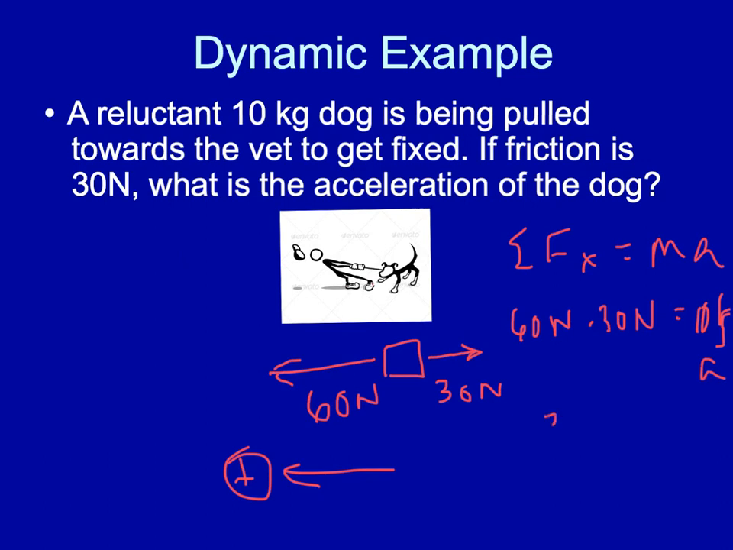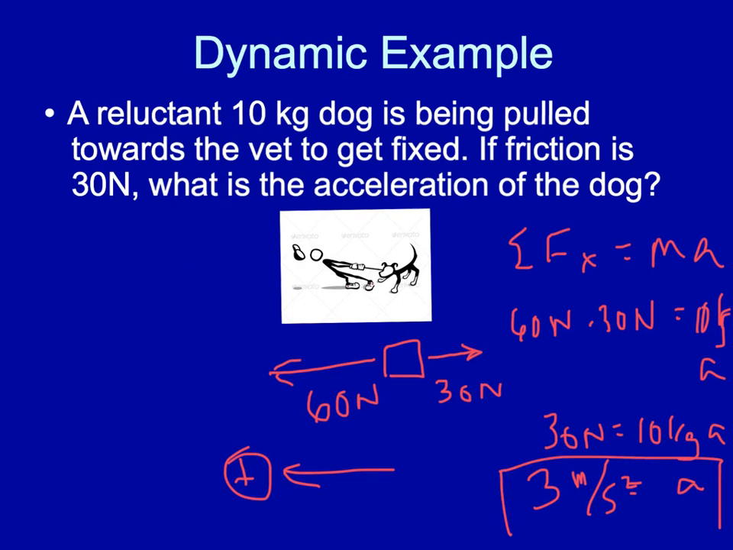60 minus 30 is 30 newtons, which is equal to 10 kg times a. a is 30 divided by 10, which is 3. A newton, which is a kilogram times meters divided by seconds squared, divided by kilograms, leaves you with meters per second squared. So the dog is going to accelerate towards the vet's office to get fixed.